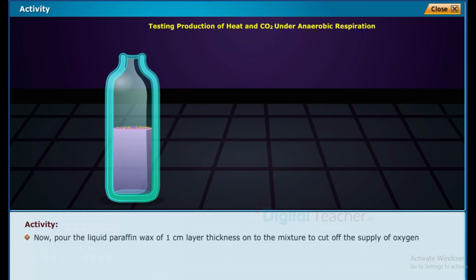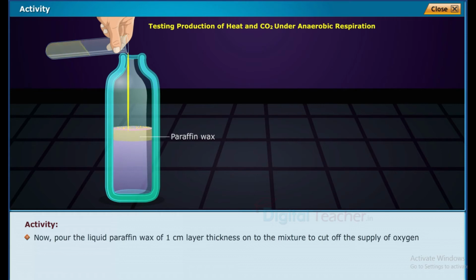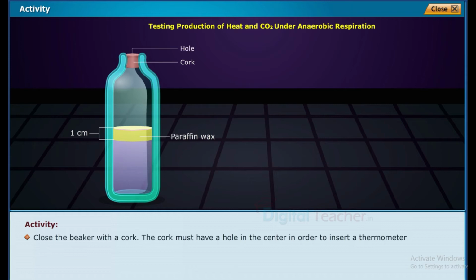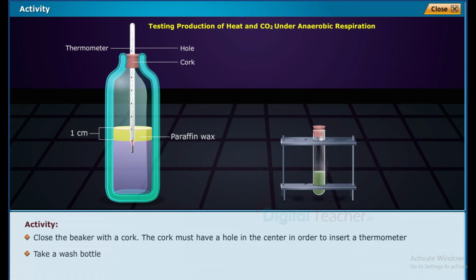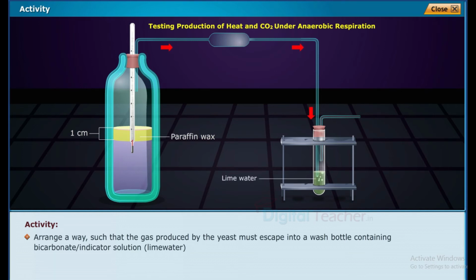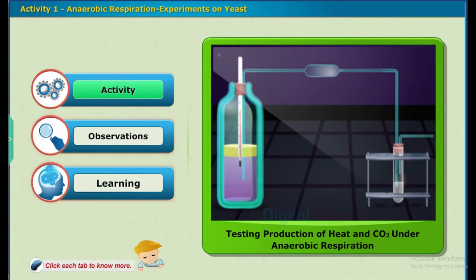Now, pour liquid paraffin wax of 1 cm layer thickness onto the mixture to cut off the supply of oxygen. Close the beaker with a cork. The cork must have a hole in the center in order to insert a thermometer. Take a wash bottle. Arrange a way such that the gas produced by the yeast must escape into a wash bottle containing bicarbonate indicator solution or lime water. Observe the changes.